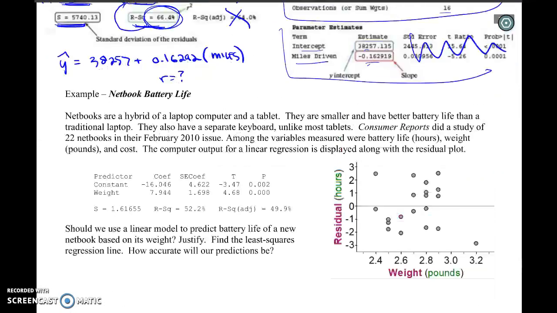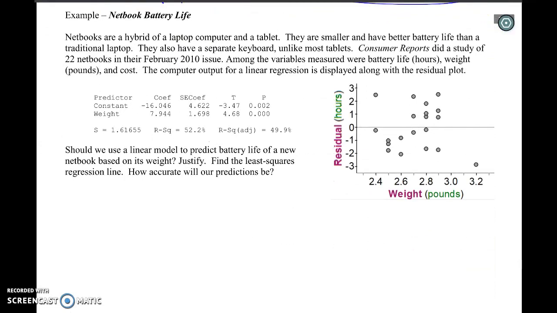5 minutes, so I got time. Let's do one example here. Netbook battery life. Netbooks are a hybrid of laptop computer and a tablet. They are smaller and have better battery life than a traditional laptop. They also have a separate keyboard, unlike most tablets. So they did a study.